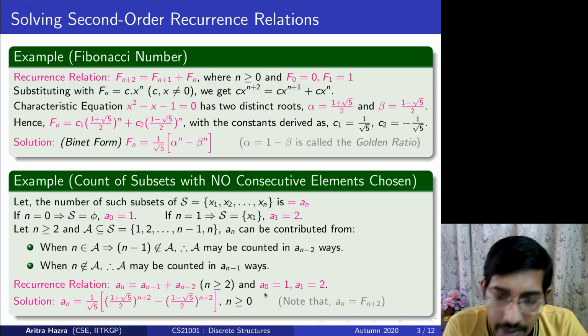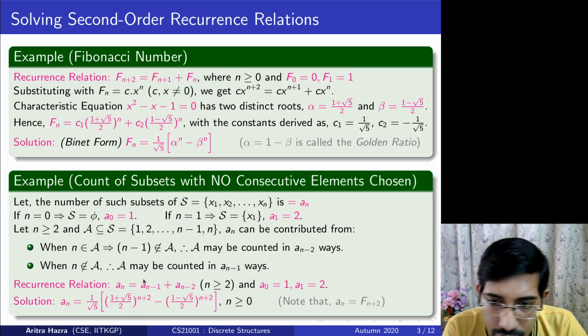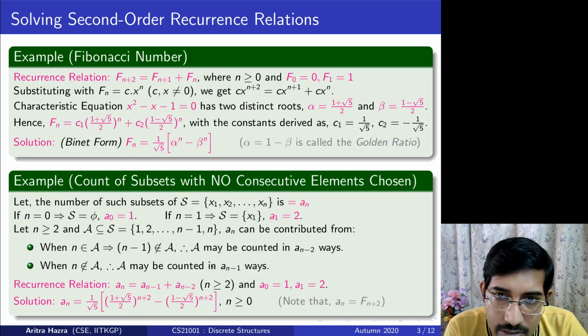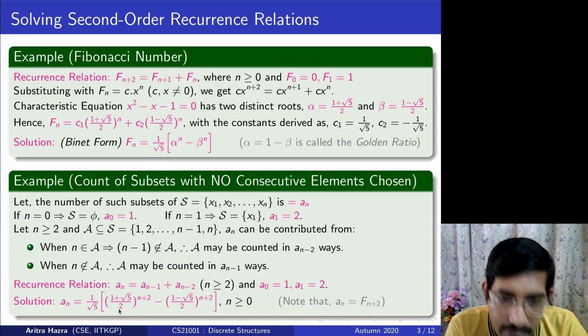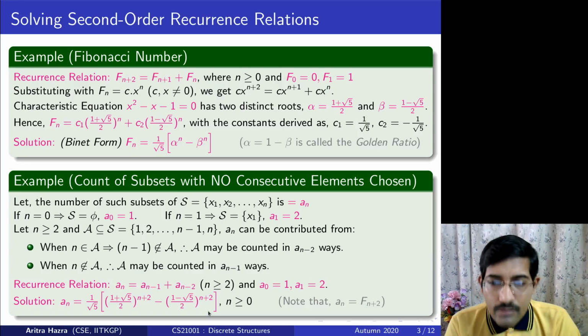If you forget about Fibonacci and just solve by the characteristic equation, solving the constants using the base conditions, you will get exactly this one. But analogy wise, we can say that this is the n+2th Fibonacci number.